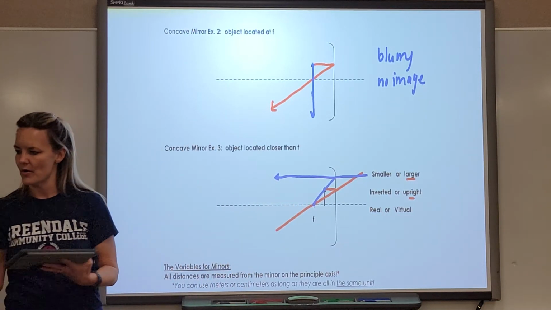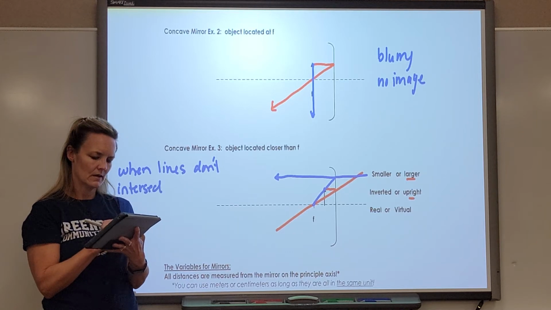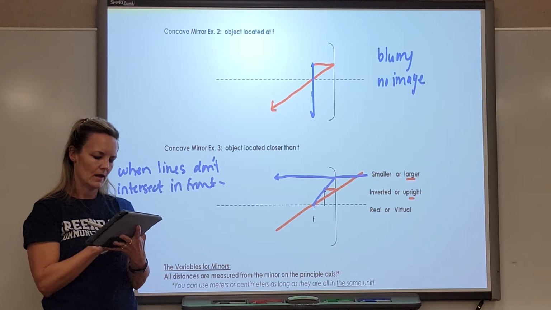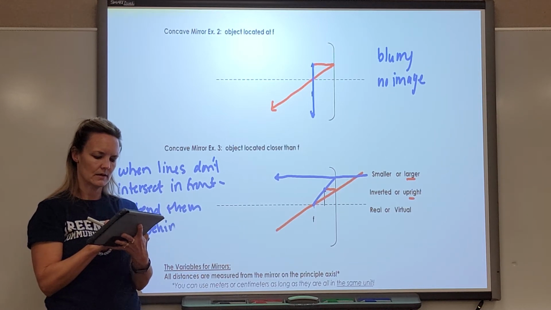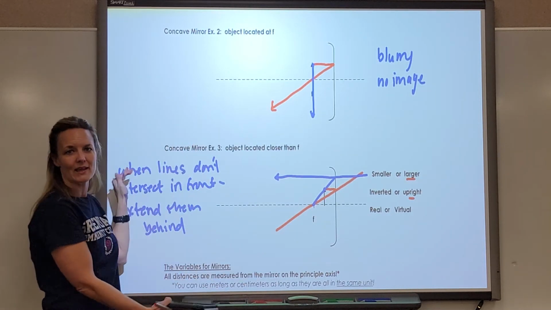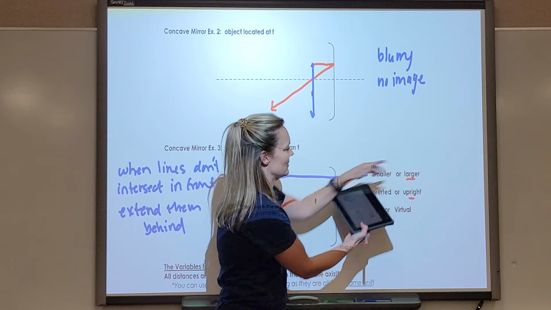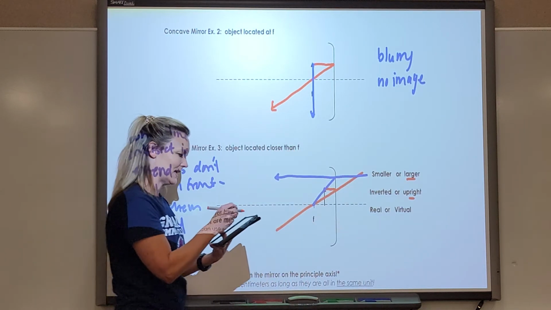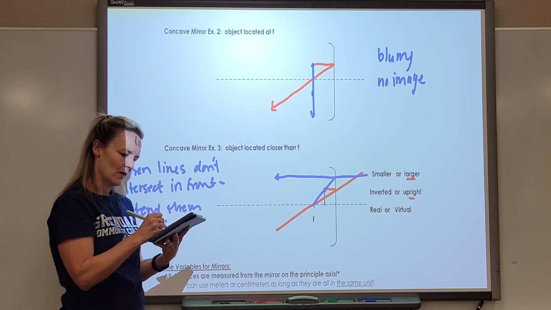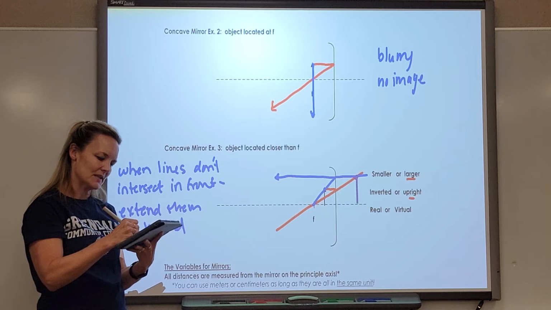All right, so when the lines don't intersect in front of the mirror, extend them behind. This line and this line are never going to meet. They keep going in an opposite direction. So we then had to extend them behind the mirror. They intersect back here. Right here is where they meet. Okay, that is what I'm going to see in the mirror.